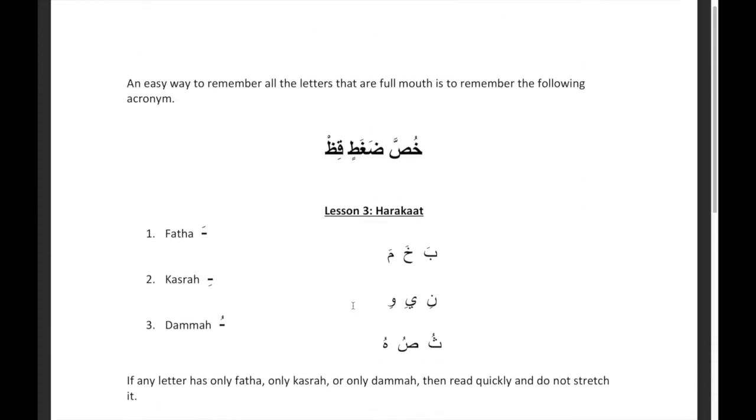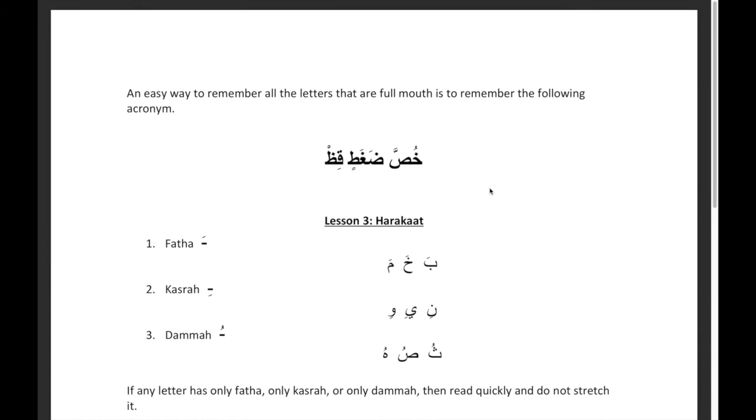Okay. And the last thing, the acronym to remember all the 7 letters is Khussa, Loghatin, Qilf. So these are all the 7 letters that will be full mouth.